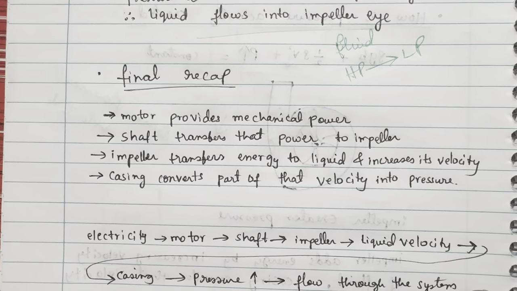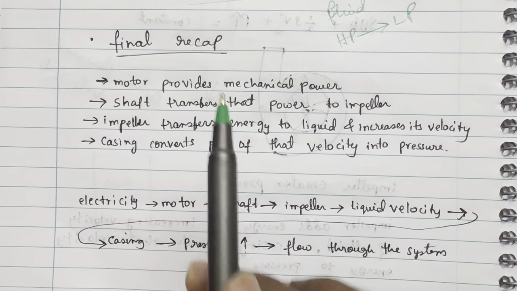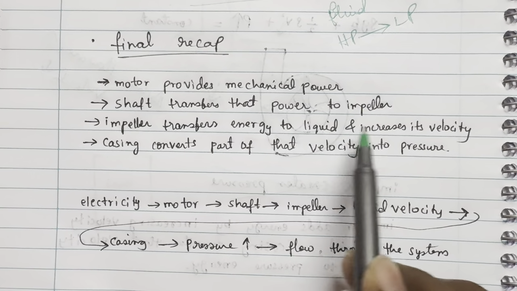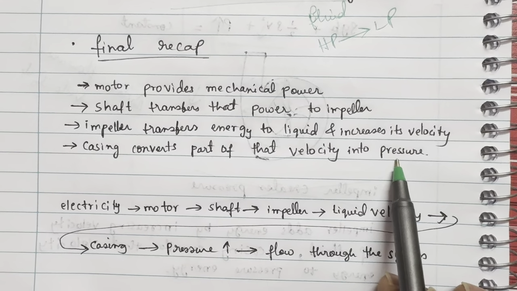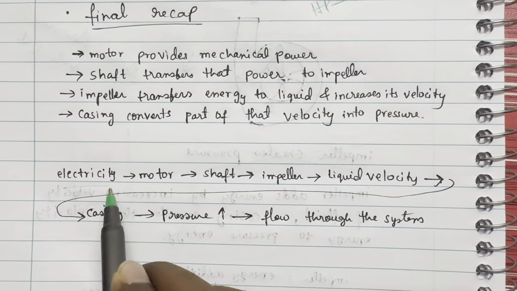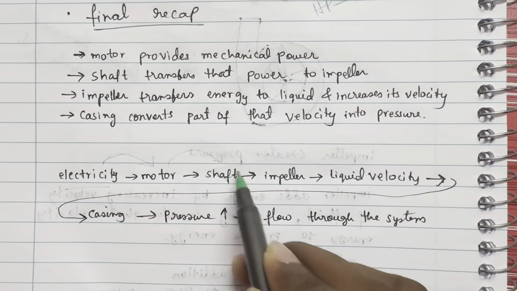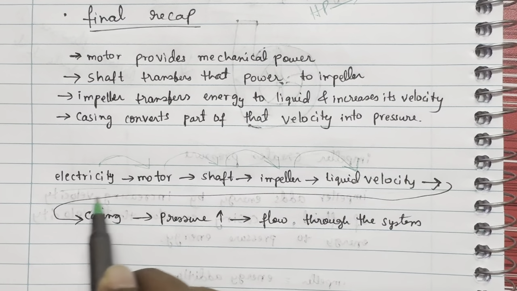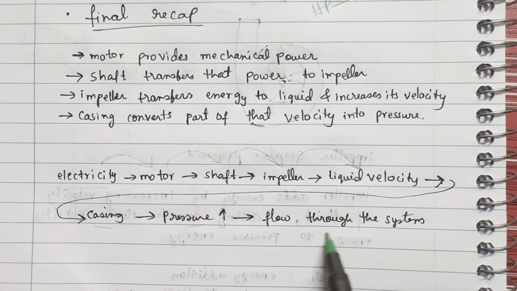So that's all. Now we've understood the basics of pump. The final recap is: motor provides mechanical power to the shaft. Shaft transfers that power to the impeller. Impeller transfers that energy to liquid and increases its velocity. And casing converts part of that velocity into pressure. Okay, understood the flow of energy in a simple way. Electricity, electrical energy given to motor. Motor gives that energy to shaft. Shaft gives that energy to impeller. Impeller gives that energy to liquid by increasing its velocity. This increased velocity enters casing. Casing increases pressure, and because of increased pressure, the liquid flows through the system.